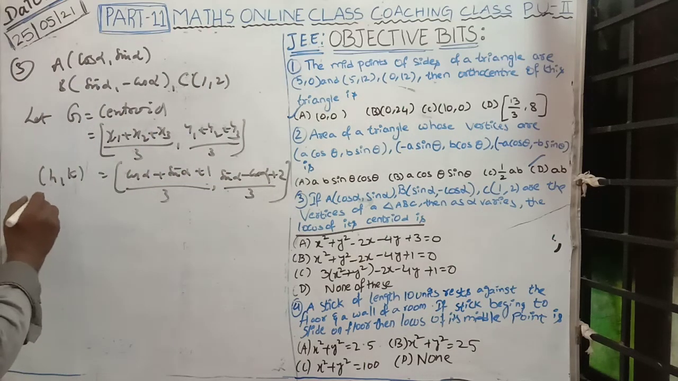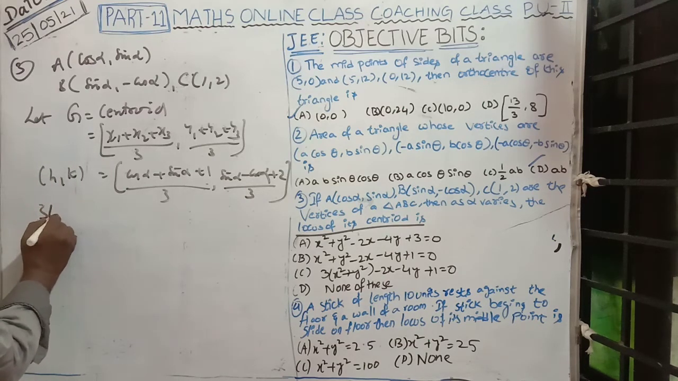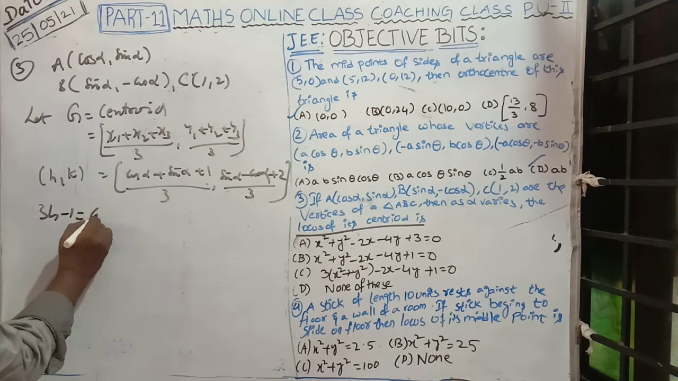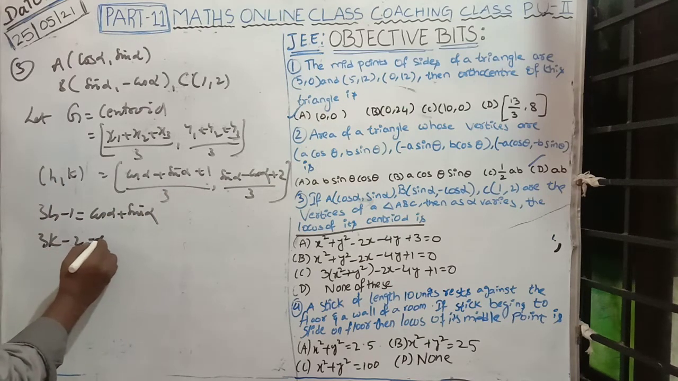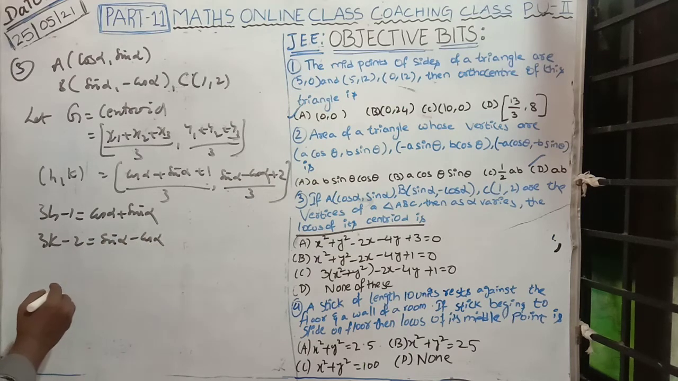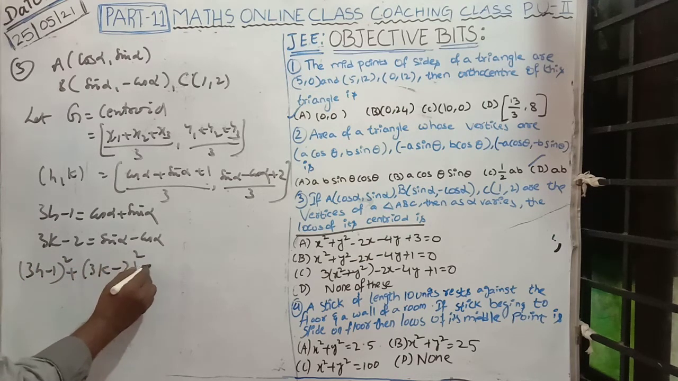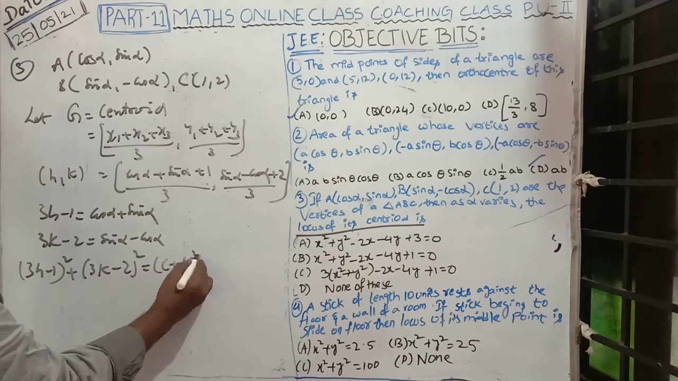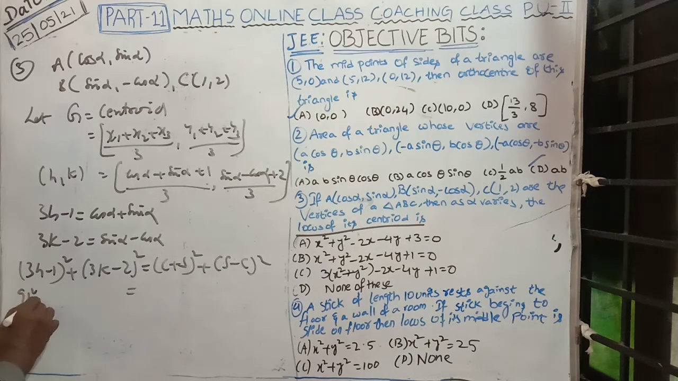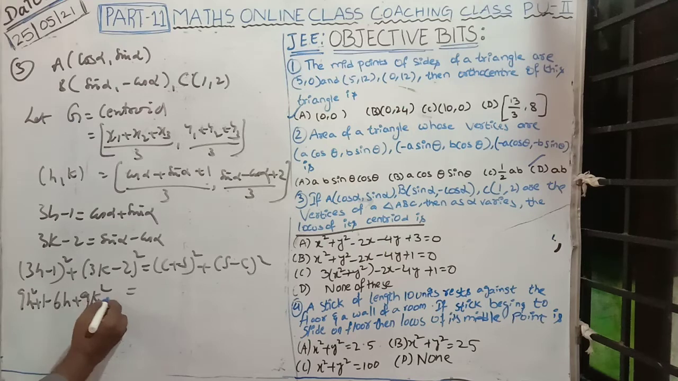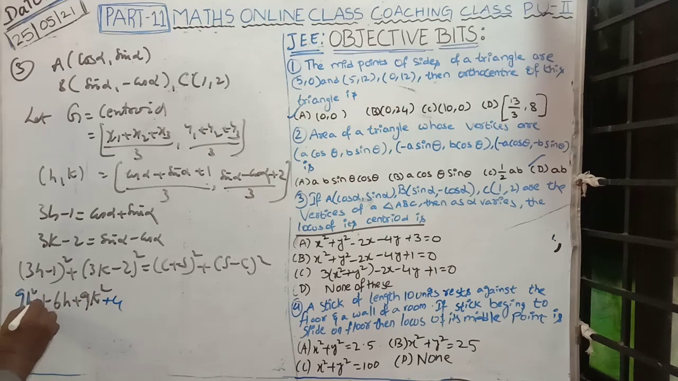You see, at that time we have to take h comma k. Always you take. This is 3h minus 1 is equal to cos alpha plus sin alpha. 3k minus 2 is equal to sin alpha minus cos alpha. Okay, now (3h minus 1) whole square plus (3k minus 2) whole square is equal to (C plus S) whole square plus (S minus C) whole square. S means sine, C means cos. It is 9h square plus 1 minus 6h, 9k square, okay, na? 9k square plus 4, and so on, expansion.